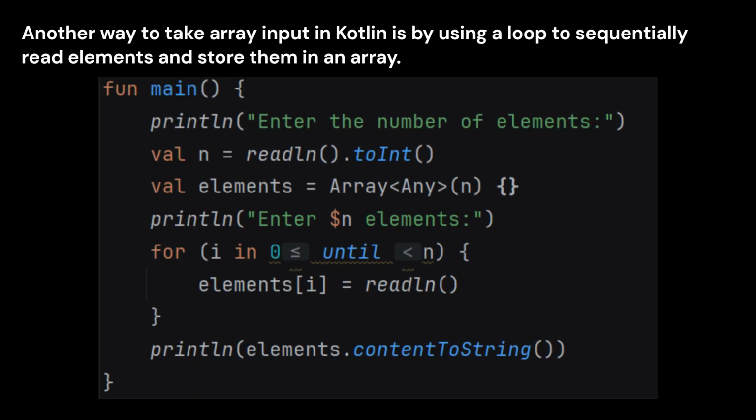Another way to take array input in Kotlin is by using a loop to sequentially read elements and store them in an array. Here we are taking the number of elements from the user and declaring an array of type Any, which means the array can store elements of any data type, using the array constructor with the size. An array size is equal to the number of elements it has. Then using a loop, we are asking the user to input each element one by one and storing them in the array.